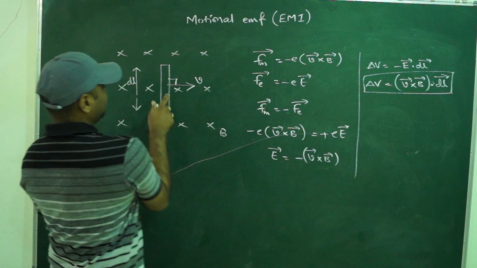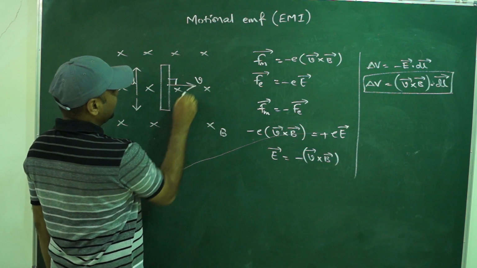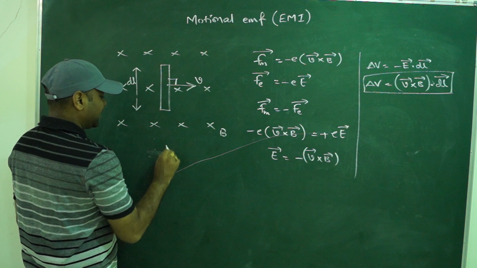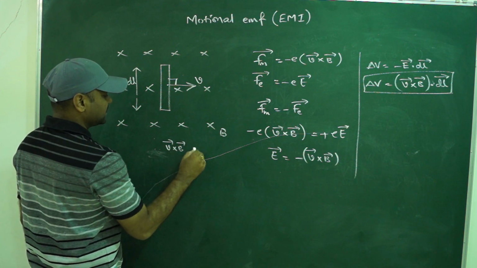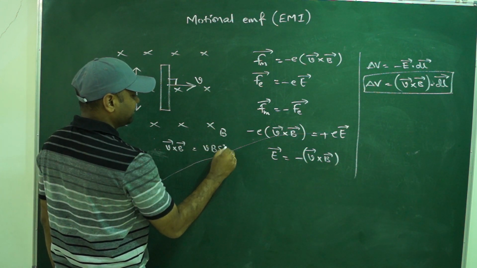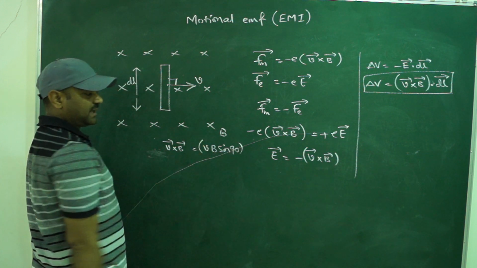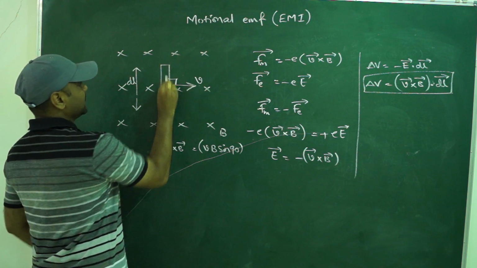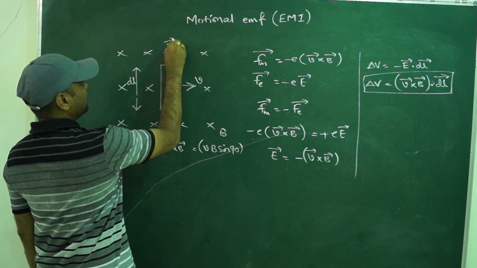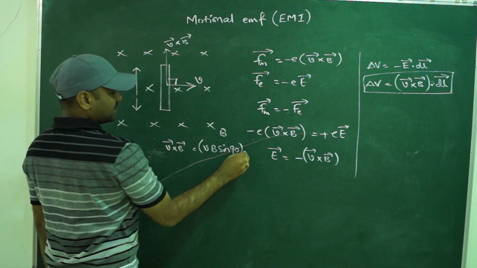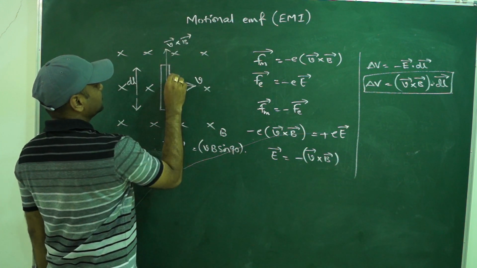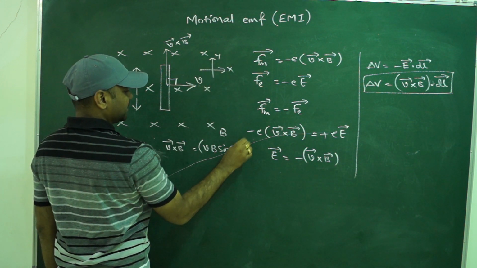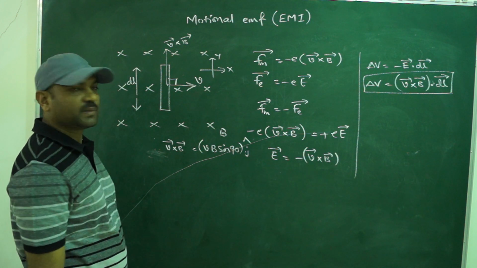Let us apply the same formula to this case. Now here V bar and B bar both are perpendicular to each other. Then V bar cross B bar vector, magnitude is VB sin 90, and direction of V bar cross B bar will be upward. So I am taking this as x axis and this as y axis. Then direction will be j. This is the V bar cross B bar.